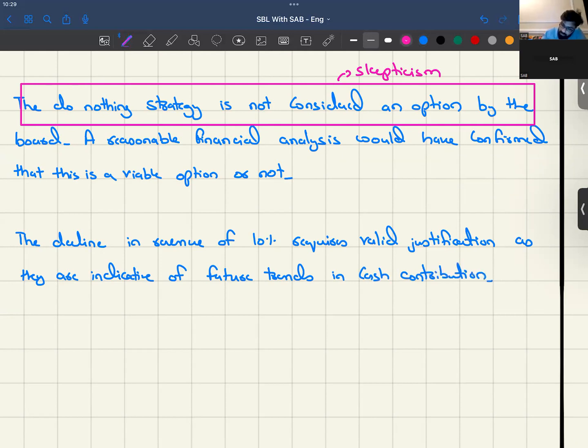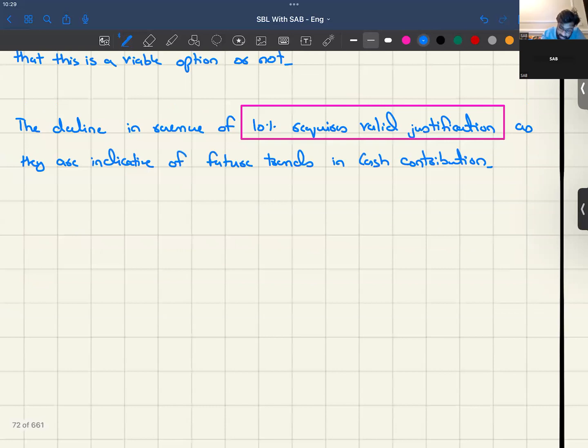Now asking this is again skepticism, right? So future trends in cash contribution. Apparently no justification is given here, right? What other points could we raise here?